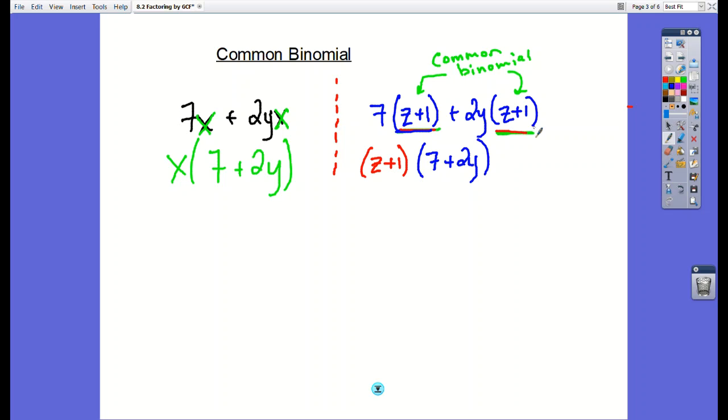It's okay that these are binomials. They're the same in each one, so write them out front. And then in parentheses, simply write what is left over.